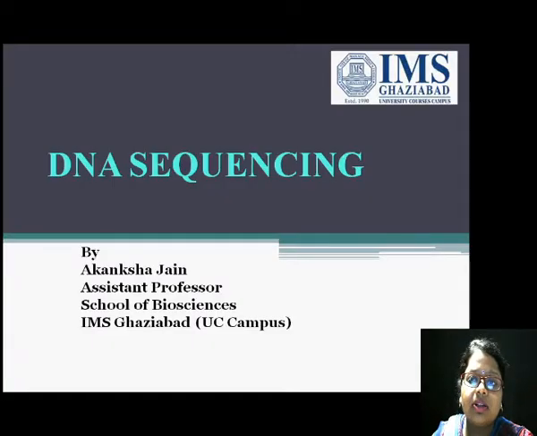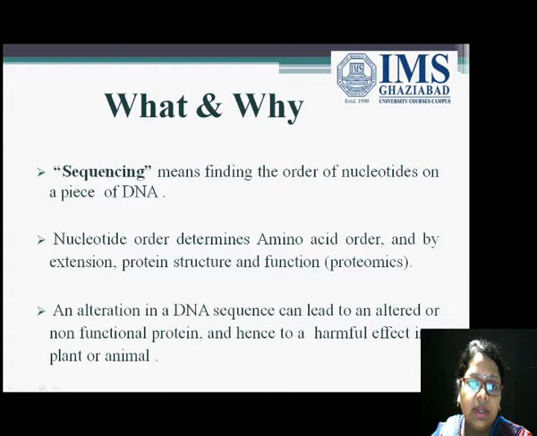Hello students, today we are going to study DNA sequencing. DNA sequencing is actually sequencing of the DNA. And what does sequencing mean? Sequencing means you are finding out the order of the nucleotides in a piece of DNA.